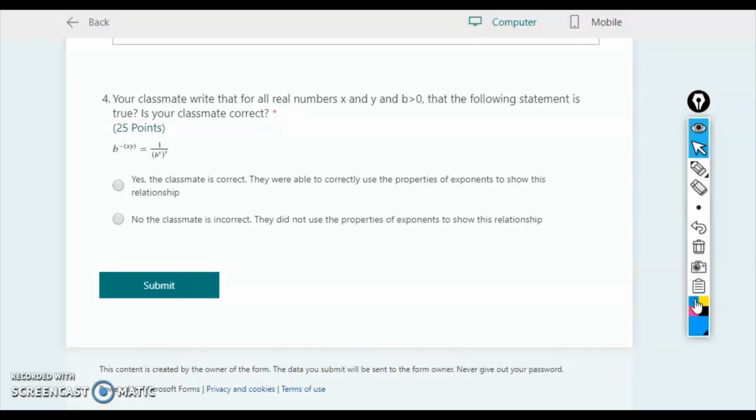Well, on this side, since there's a negative exponent, that means I would flip it over and make it positive. And on this one, it has x and y separated by these parentheses with no two bases. So this is equal to 1 over b to the x times y. Well, are these equivalent? Is 1 over b raised to the xy the same as 1 over b to the xy? That's your answer.